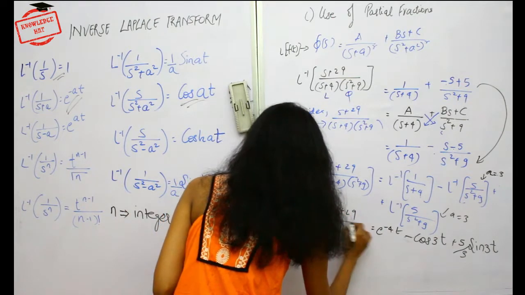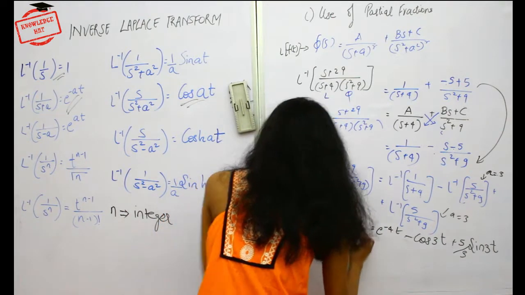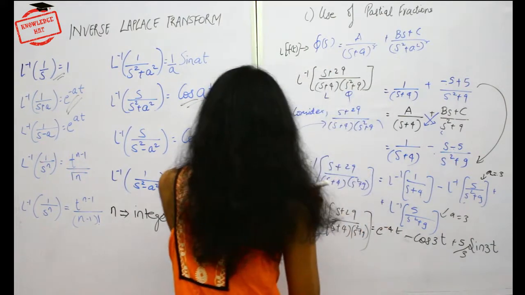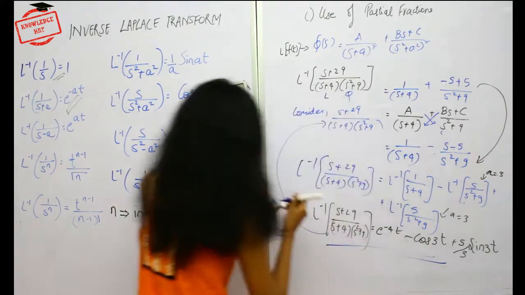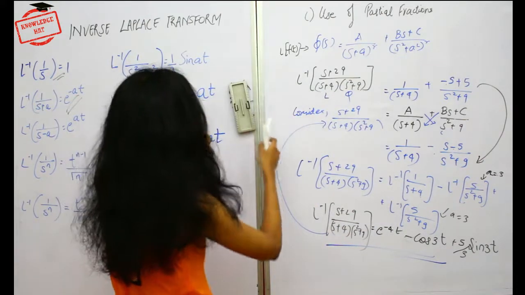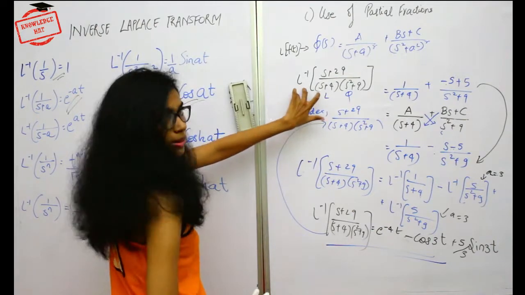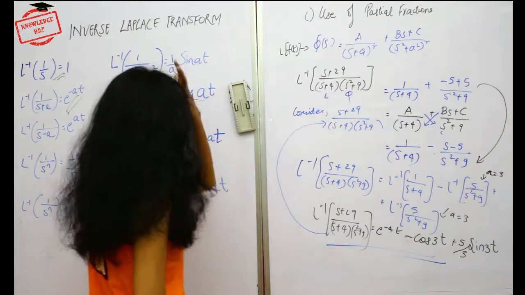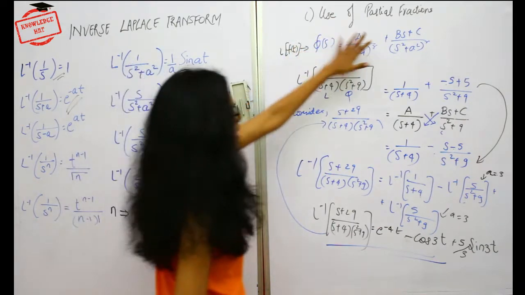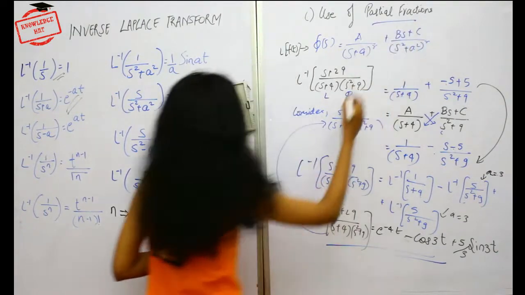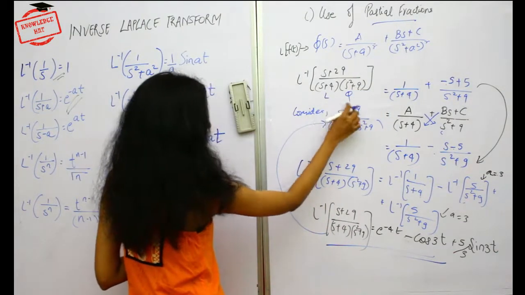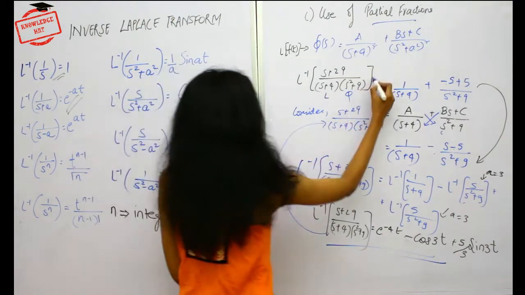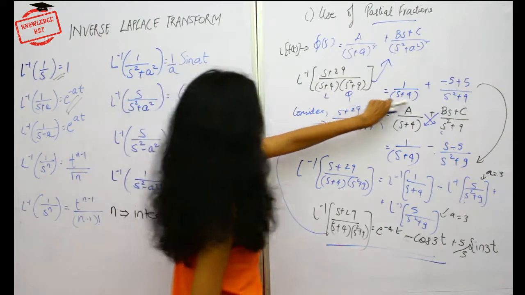So what we did: we had to find Laplace inverse of S plus 29 upon S plus 4 into S square plus 9. We understood, yes, this is a problem based on partial fractions. Why partial fractions? Because the question had multiplication of two terms, one linear term and another quadratic term. So we expressed this in terms of partial fractions like this.